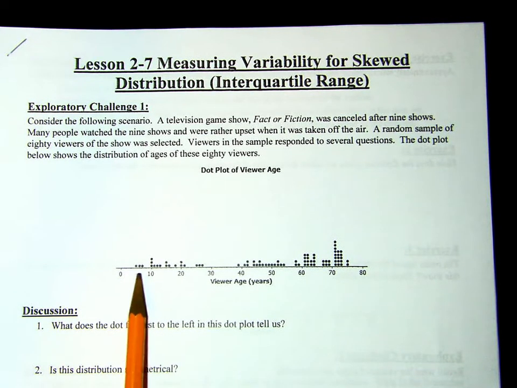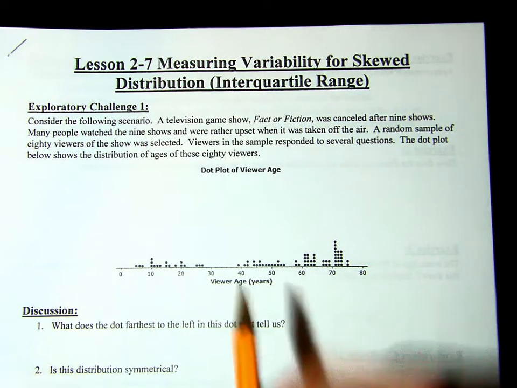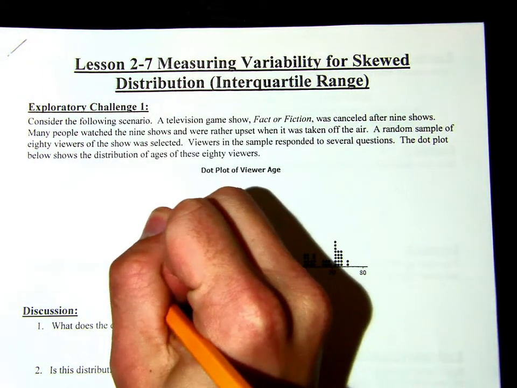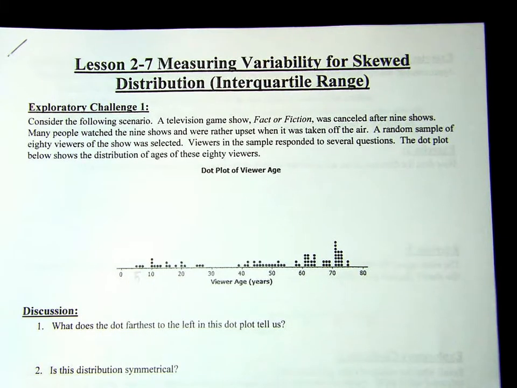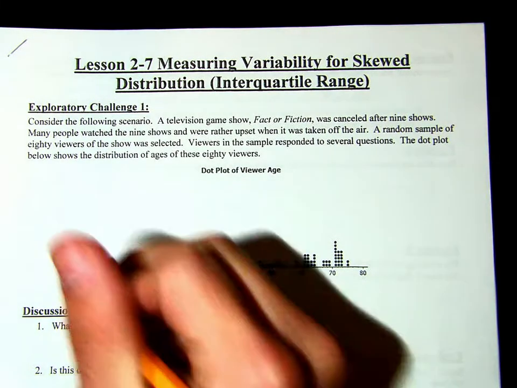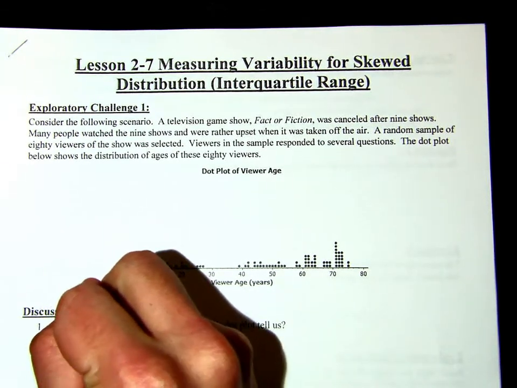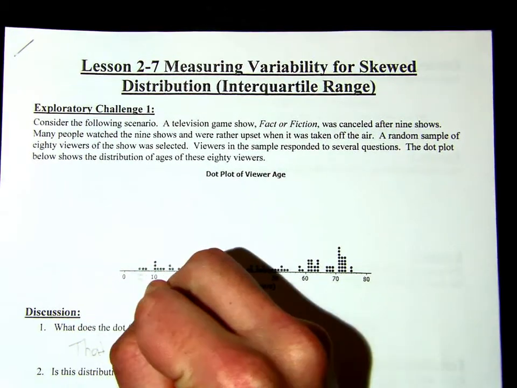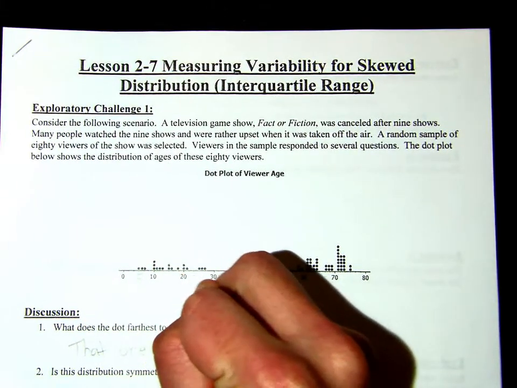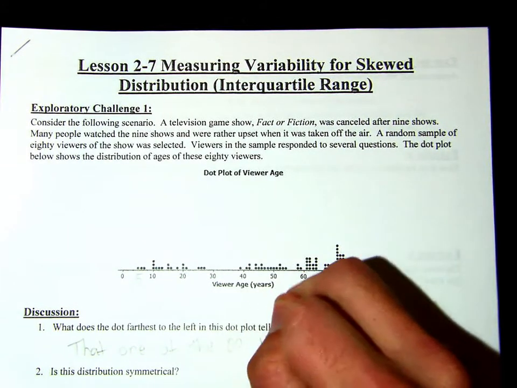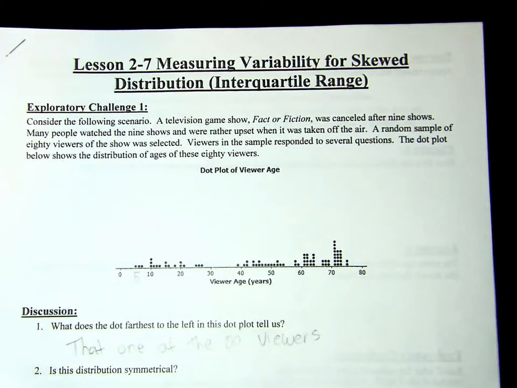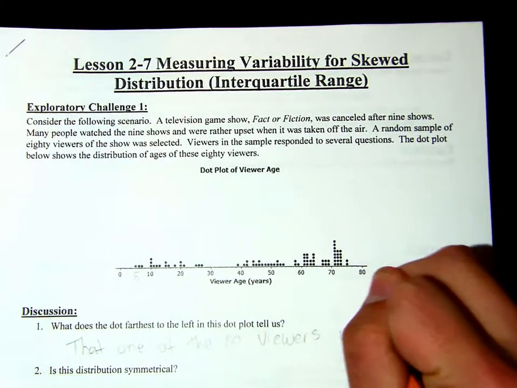Well, if we go furthest to the left, that point would be about 5, because it's halfway between 5 and 10. And since there's only one of them, this will tell us that one of the 80 viewers was 5 years old.